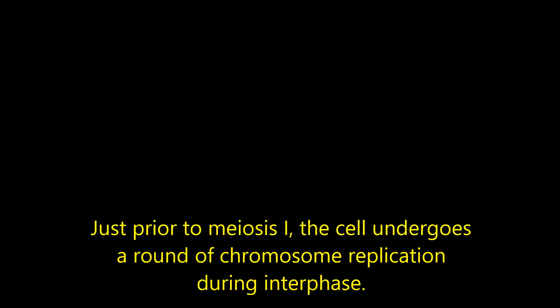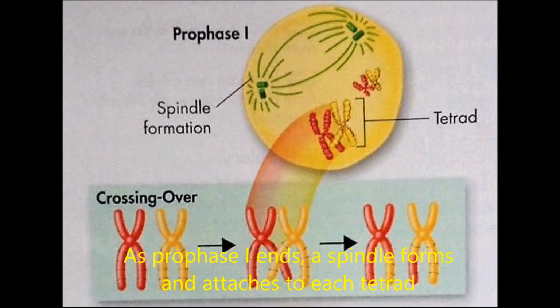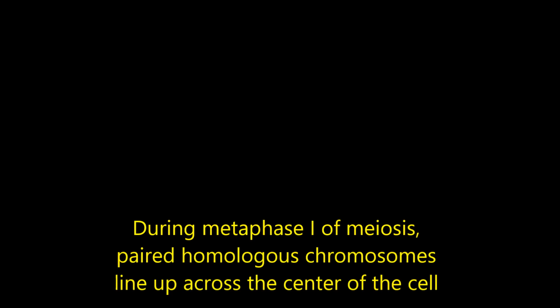Just prior to meiosis 1, the cell undergoes a round of chromosome replication during interphase. After interphase 1, the cell begins to divide and the chromosomes pair up. As prophase 1 ends, a spindle forms and attaches to each tetrad.